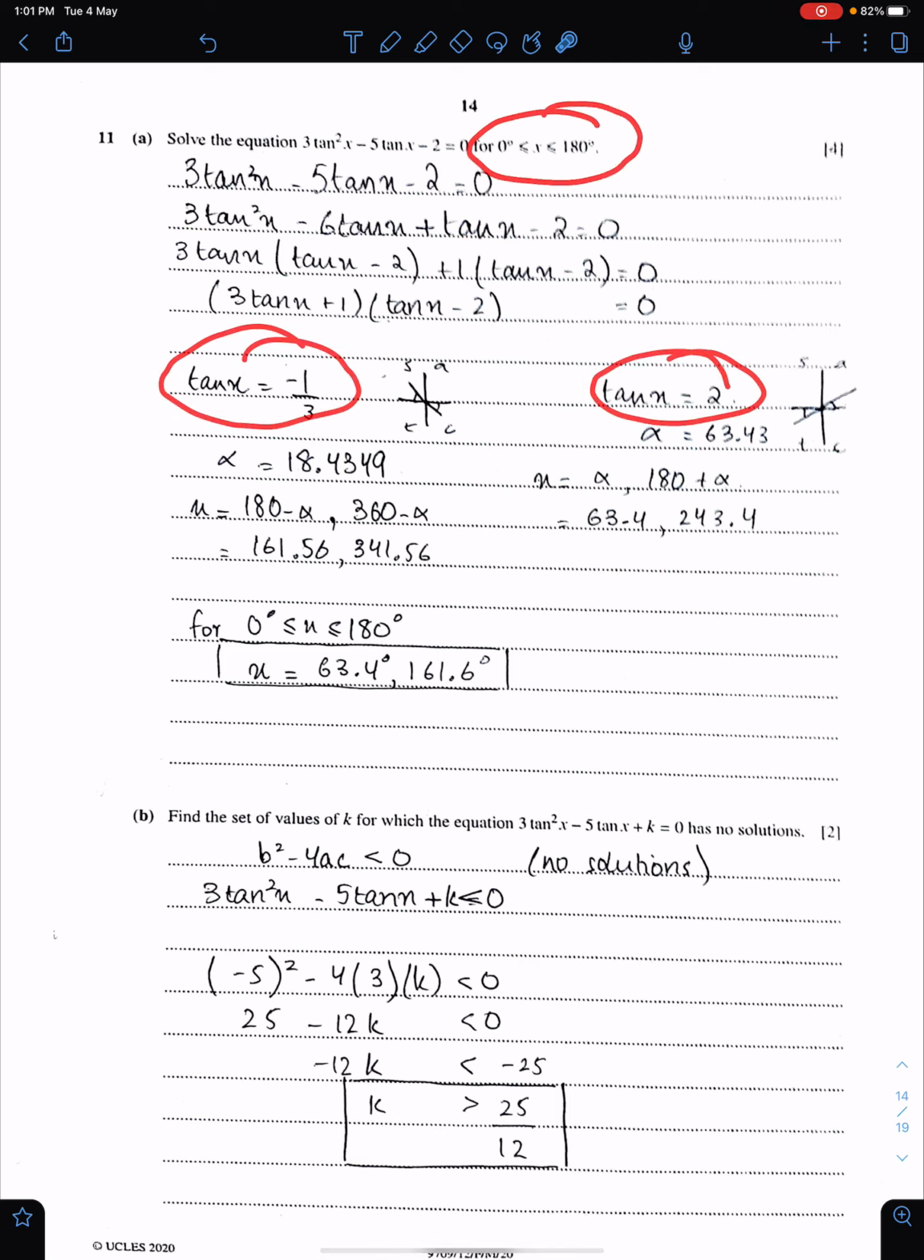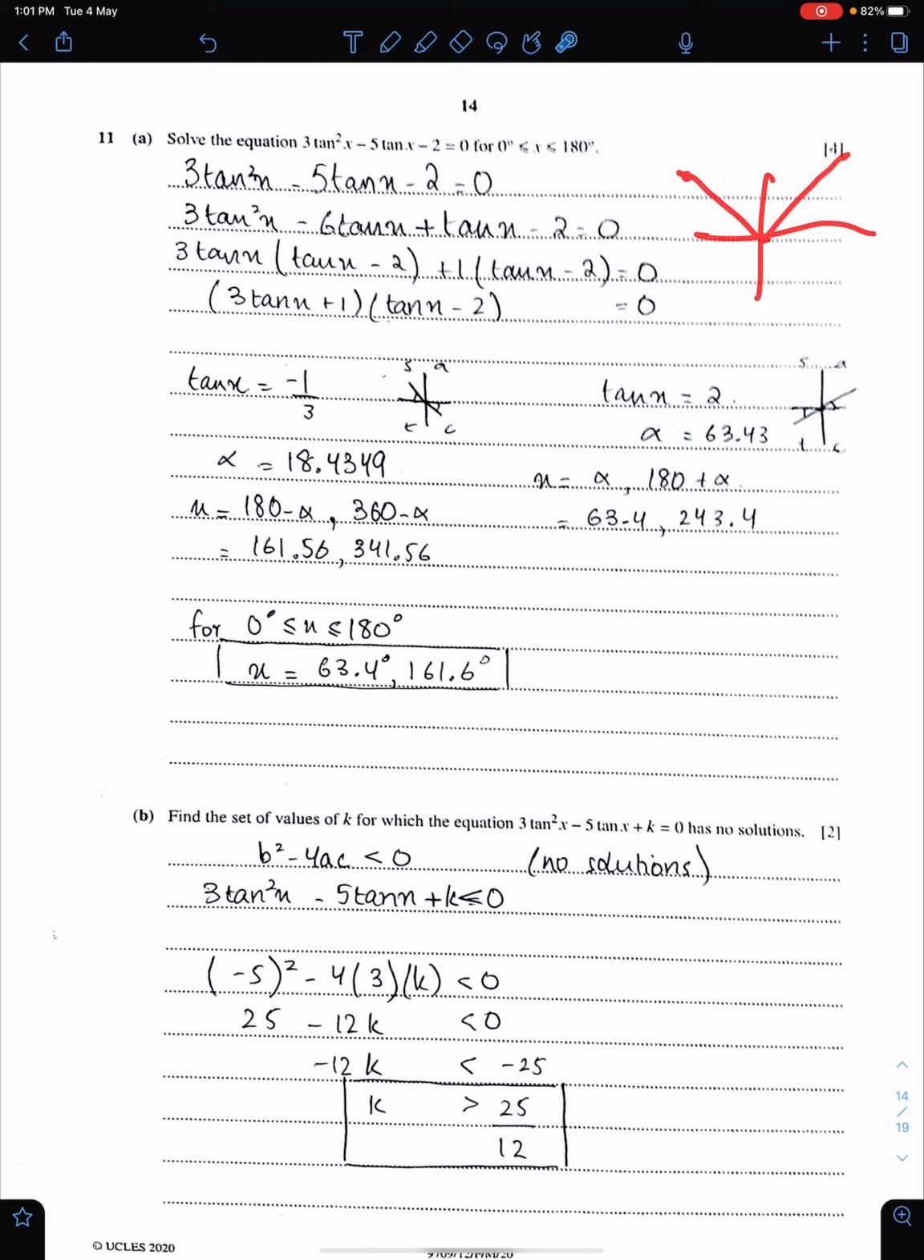According to this domain, you can only work in the first and second quadrant. So this tan is in the second quadrant, so the answer is 161.6. You need to ignore this answer because tan is in the second quadrant only, according to this domain. So from these two answers, the required answer is here, 161.6. Tan is positive, so it must be in the first quadrant only because of this domain. So the answer must be 63.4. You need to reject this answer. So the final answer is 63.4 and 161.6.